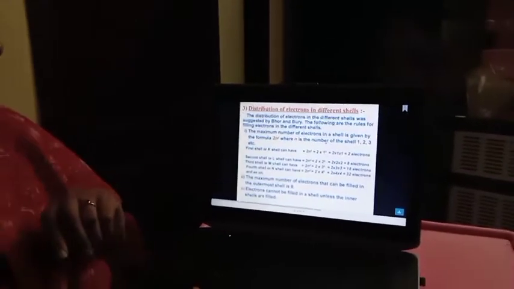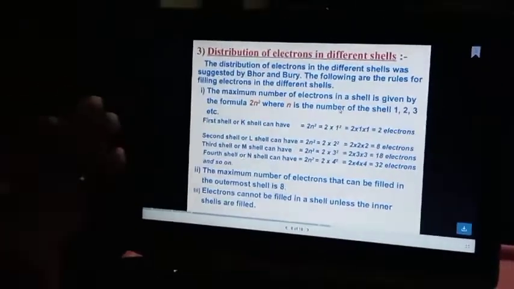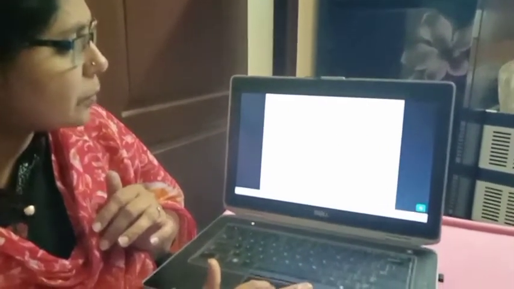Electrons cannot be filled in a shell unless the inner shell is filled. Once the electrons fill the first level, then they can be filled in the second level. This was proposed by Bohr. So these are the compositions of the atoms of the first 18 elements.